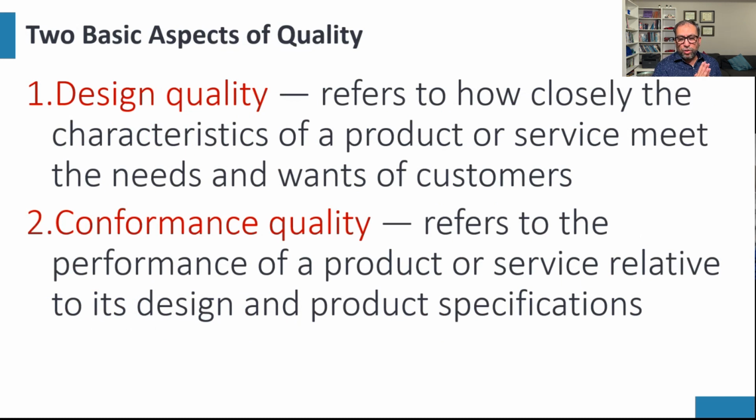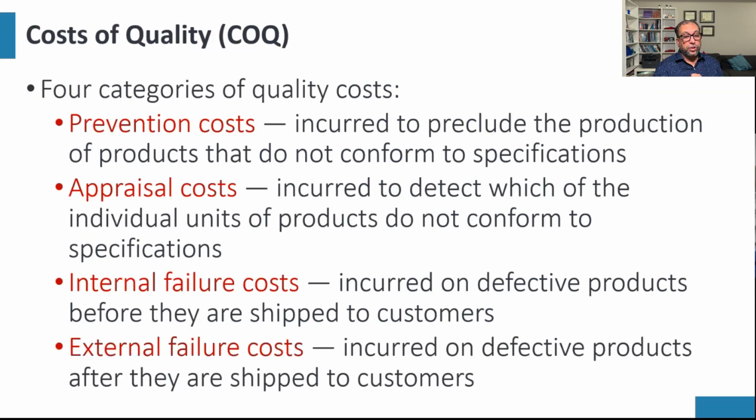Two basic aspects of quality. One is design quality, that the product should be designed in such a way that it is going to help in the best performance. It refers to how closely the characteristics of a product or service meet the needs and the wants of the customer. And conformance quality refers to the performance of a product or service relative to its design and product specification.